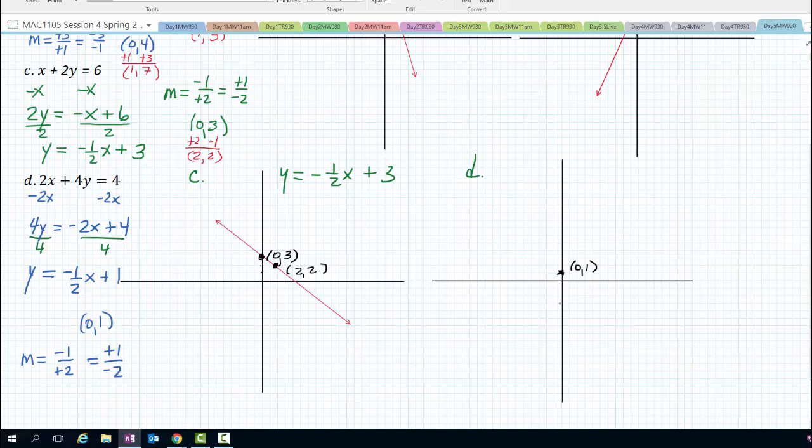Okay, so what do you think? Should we go down 1 and to the right 2, or up 1 and to the left 2? Okay, so down and right, what would be the coordinates there? 2, 0. Good. Now let's connect the dots. Any questions about any of these? All right. So remember, we're going to be referring back to these, so keep these ready.